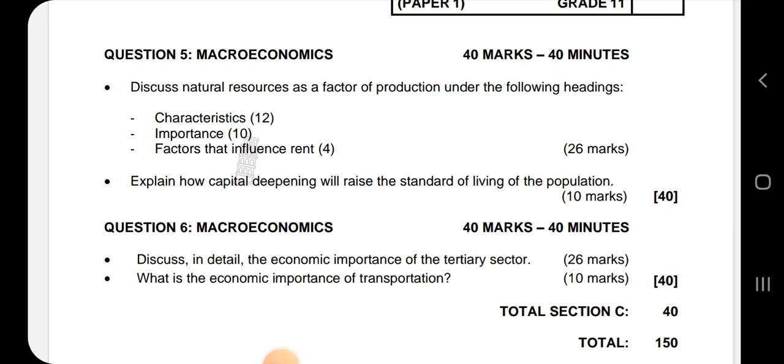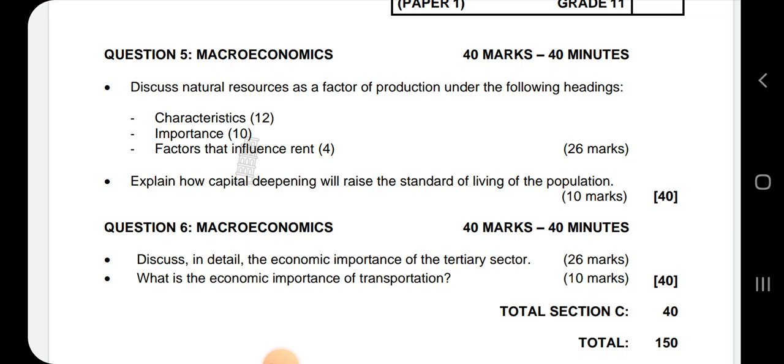You still go through the same steps, look at the main topic and look at what you know. Okay, it's very important. The main topic is what is going to push you to choose that question. And then question 6 says, discuss in detail the economic importance of the tertiary sector. Okay, the tertiary sector is that service sector where finished goods are sold. And what is the economic importance of transportation? How does transportation benefit the economy?